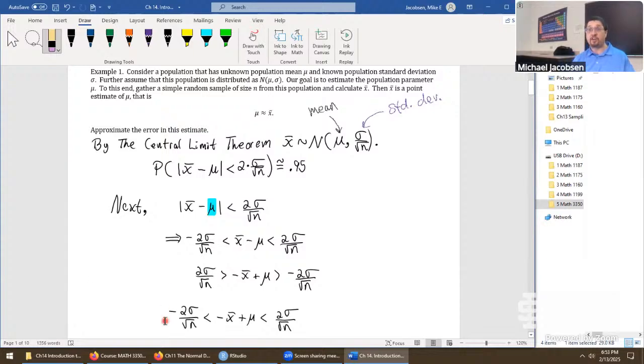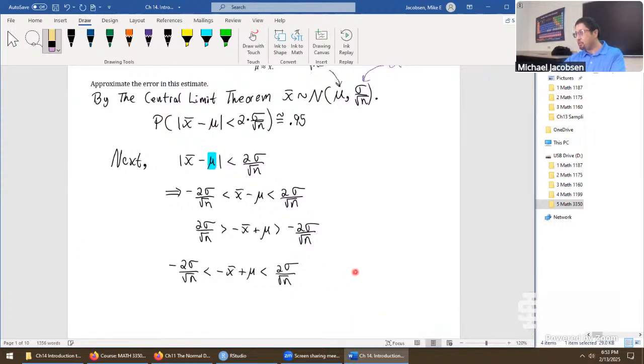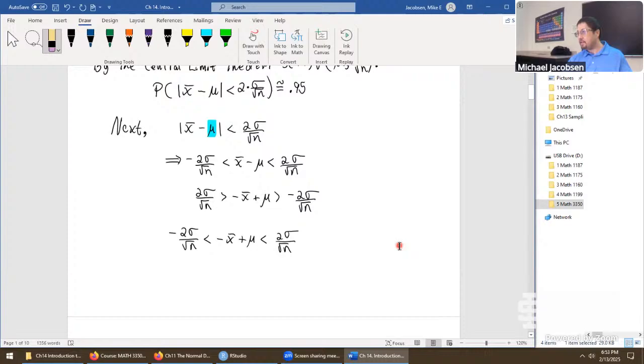Does that make sense to folks so far? That means we're just about there, right? Mu is solved in the middle the moment you add X bar to both sides. Well, all 3 sides, we should say. There's 3 sides now to this. So last steps. We now have that X bar minus 2 sigma over the root of n is less than mu, which is less than X bar plus 2 sigma.